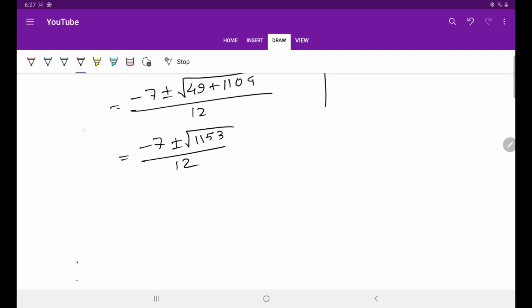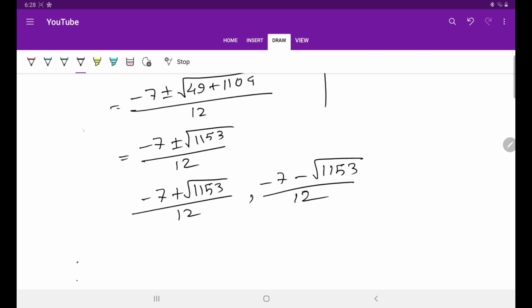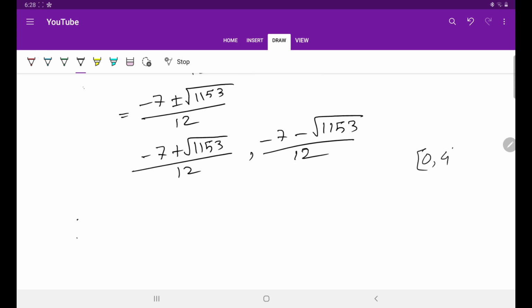We need to check for the domain. We have 2 values here. One is minus 7 plus root 1153 over 12, and another one is minus 7 minus root 1153 over 12. Our domain is 0 to 4, so it should be the first condition. It can be negative. Negative is not acceptable. We can see this one is obviously negative, so this is not acceptable.